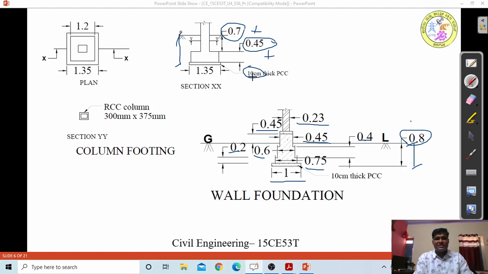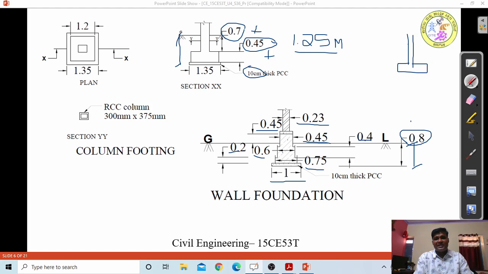So 0.7 plus 0.1, 0.8 plus 0.45, so it will come to 1.25 meters. Okay. So 1.25 meter is the depth of excavation for footing, and 0.8 meter is the depth of excavation for masonry. See, so this is the column and this is the footing.